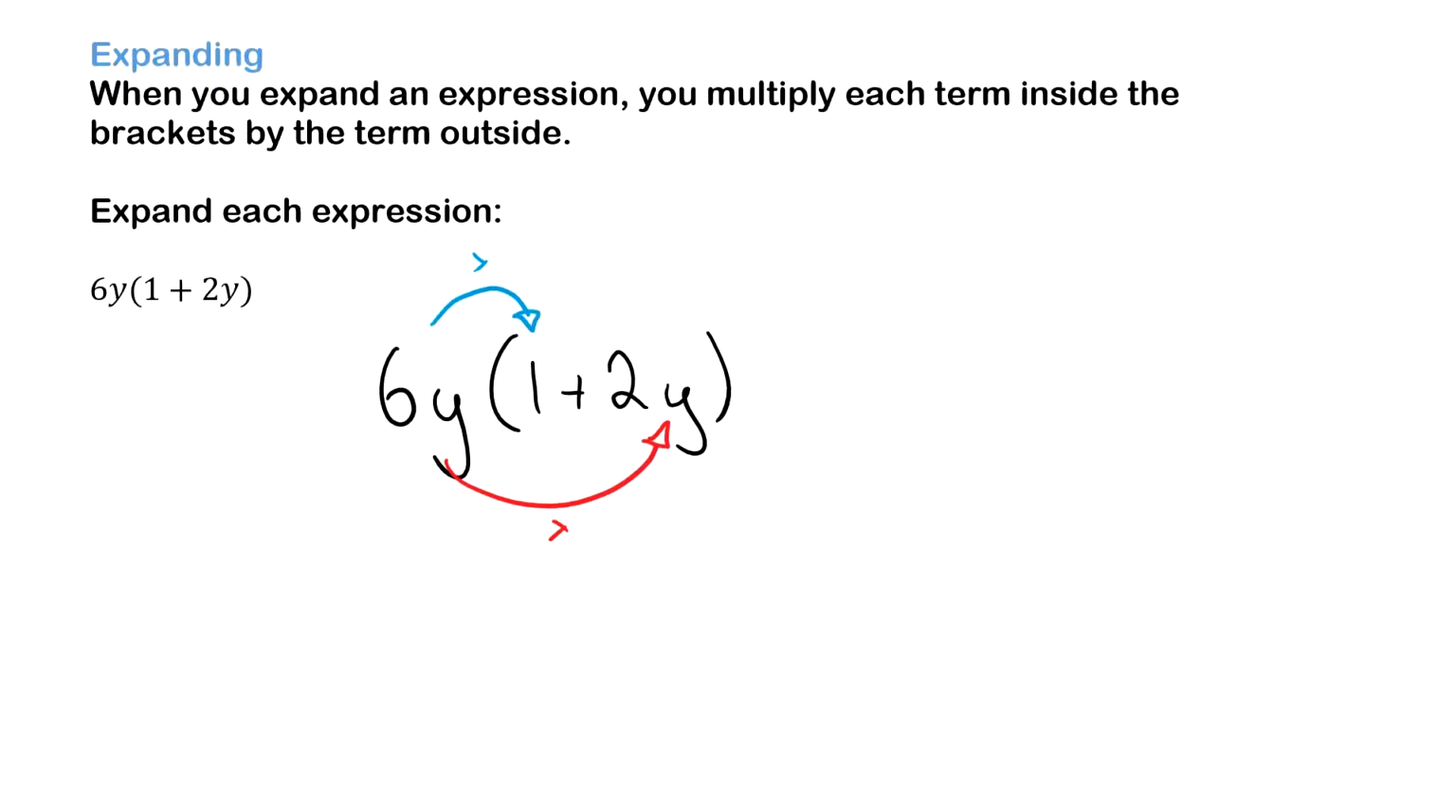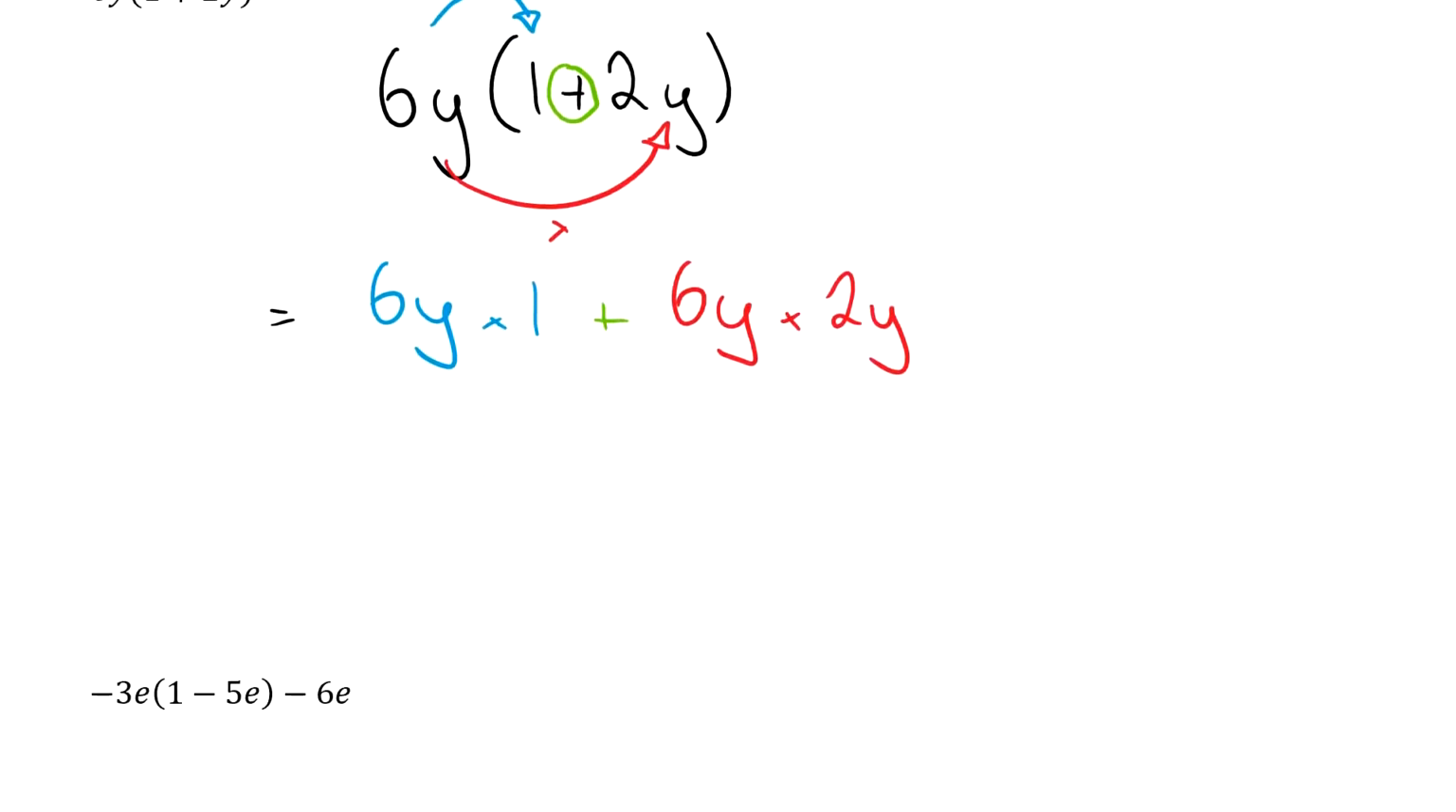All right. So if I go to start to expand this, now I'm doing the blue arrow, so I'm going to write in blue here. We have 6y times 1. The next thing we have is we have a plus here, which means we're going to have a plus down here. So we get plus, and then we have 6y times 2y. So 6y times 2y for our bottom red arrow. And now we can just solve these like normal. So we have 6y times 1, which is 6y. We have a plus, and we have 6y times 2y, which is 12y squared.